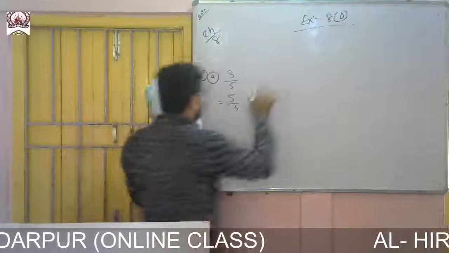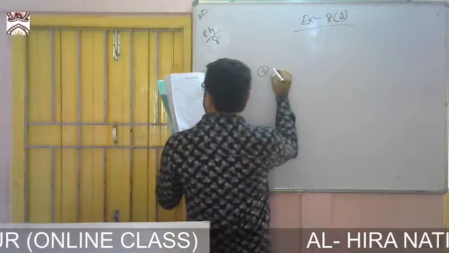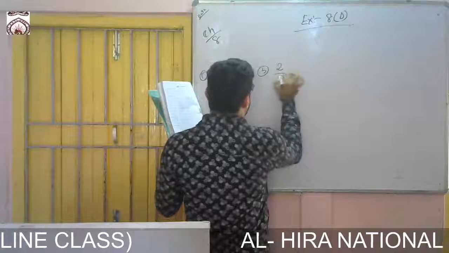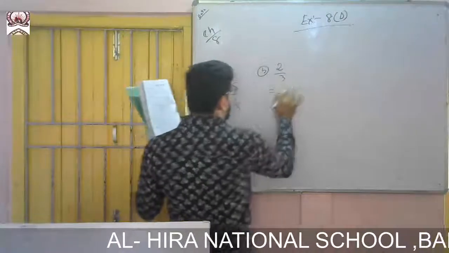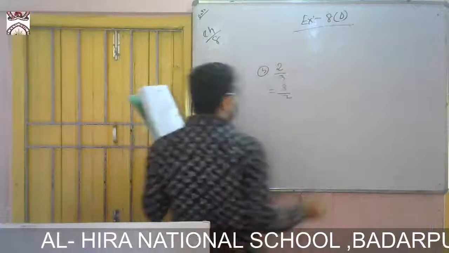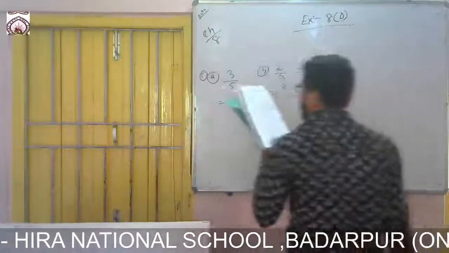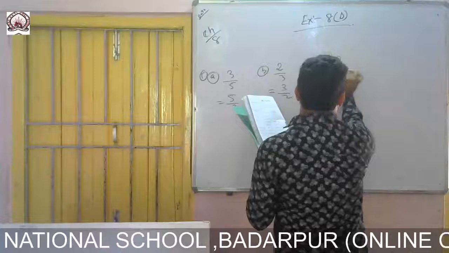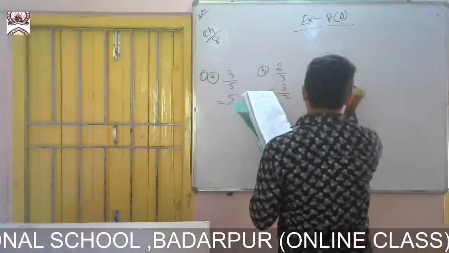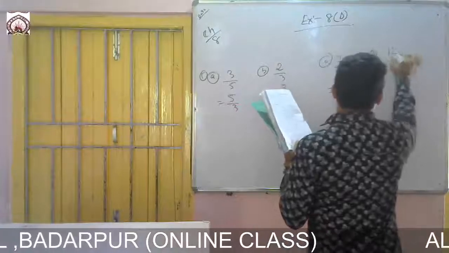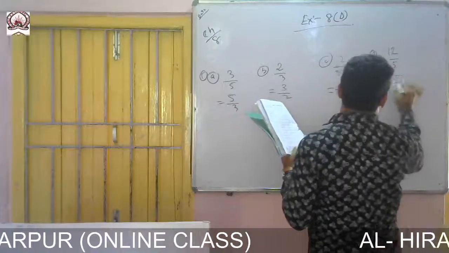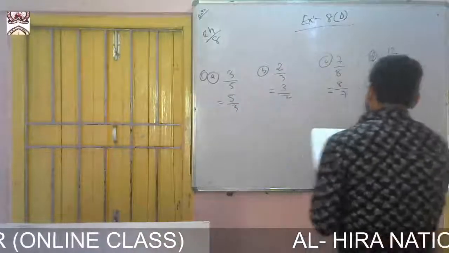Come to B. It is 2 by 3. So the reciprocal of 2 by 3 will be 3 by 2. The fraction will get interchanged. 7 by 8 will be 8 by 7. Then D. 12 by 5 will be 5 by 12. Now then E. What is there?